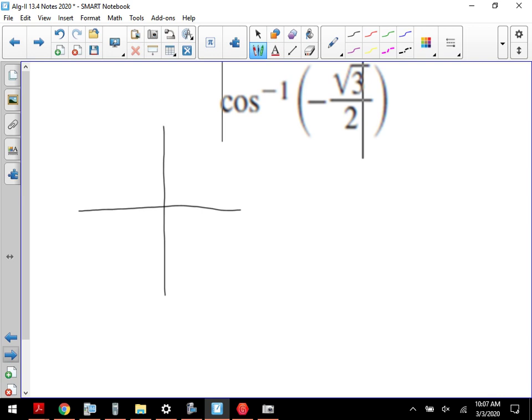Okay. So it being negative, it's got to go to the second quadrant. Adjacent is my negative root 3. My hypotenuse is my 2. Here's my 1. This means it's a 30-degree reference, so it's pi over 6, which means this angle has to be 5 pi over 6.